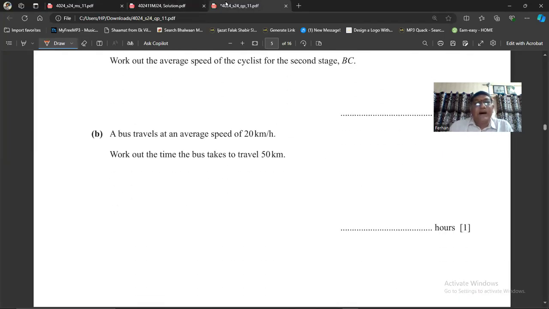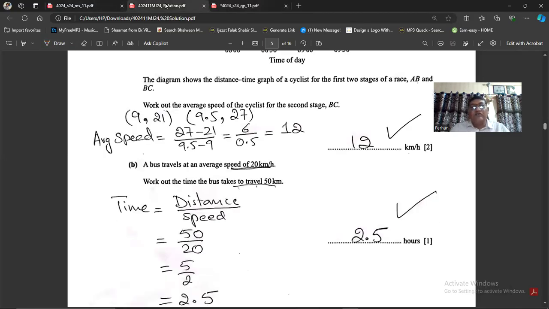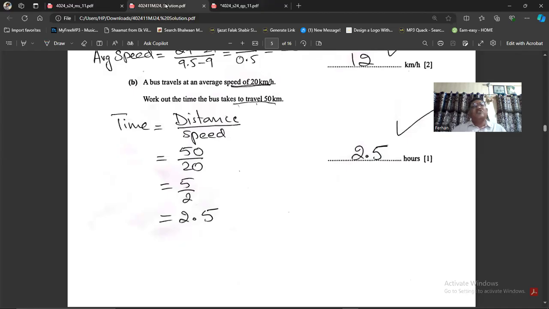Then he says a bus travels at an average speed of 20 kilometers per hour. Work out the time the bus takes to travel 50 kilometers. Very simple. The speed of the bus is given, the distance is given, and the speed does not change during this process. They want me to calculate how much time it takes to cover 50 kilometers. So the time is equal to distance divided by speed. It's a 1 mark question.